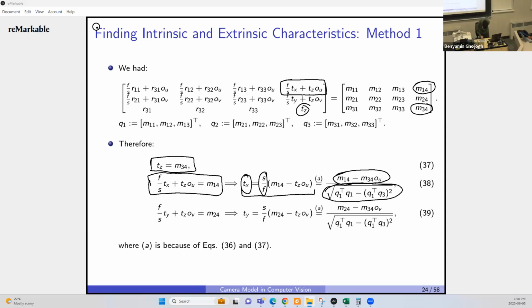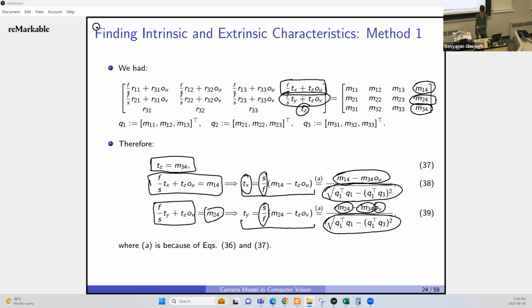Likewise, I do it for M24 equals this. What is M24? M24 is here. Rearrange it. We already have found it. Put it here in the denominator. We know M24, we know M34. OV, we found it in the previous slide. So TY is also obtained. Okay. TZ also was obtained here. So TX, TY, TZ, all of them for translation were found in this slide.